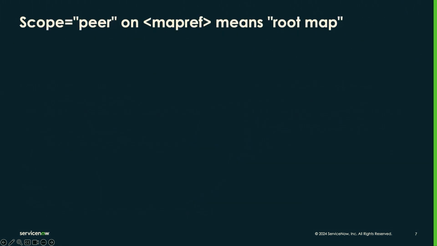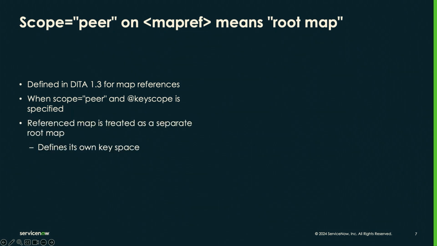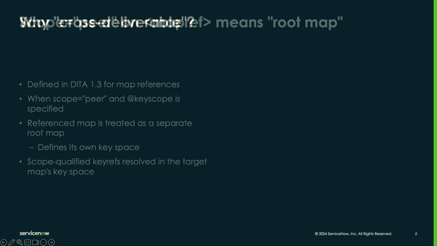There we go. Okay, so this is defined in DITA 1.3. So when scope equals peer and you have a key scope, then that specifically means, by the DITA standard, that my target map is a separate root map, right? It defines its own key space, has its own keys. And then scope qualified key references to that scope are resolved in the context of the target map's key space.